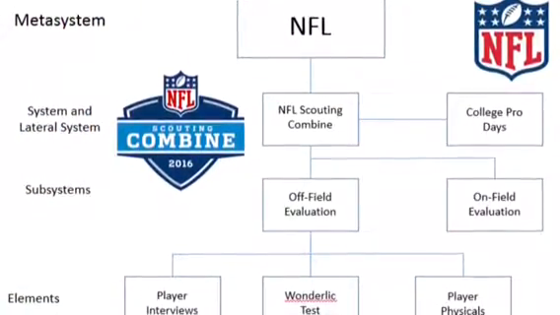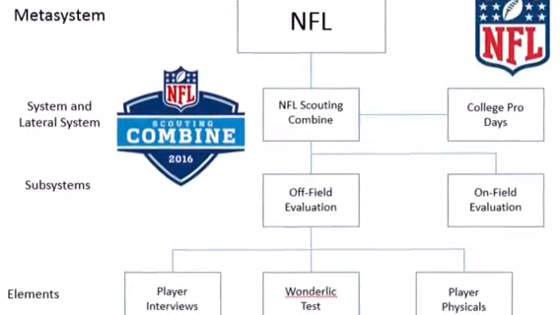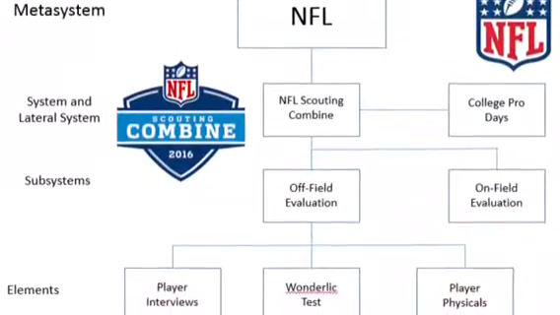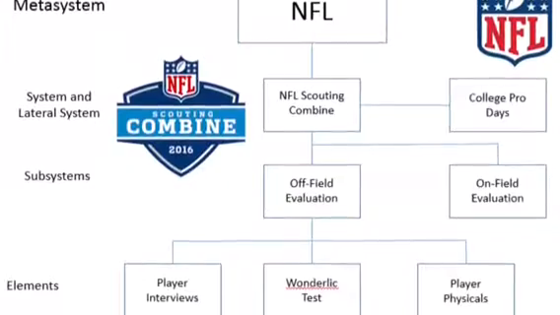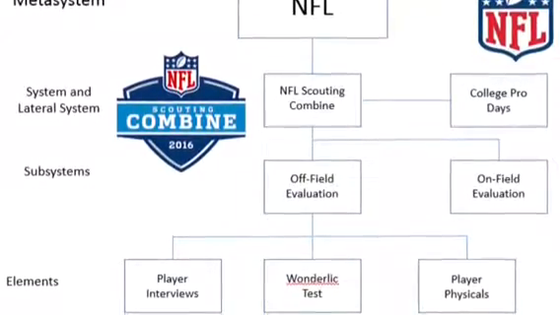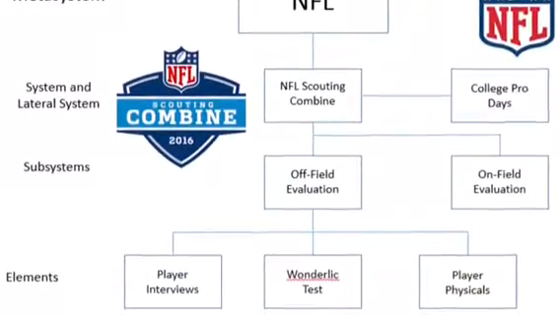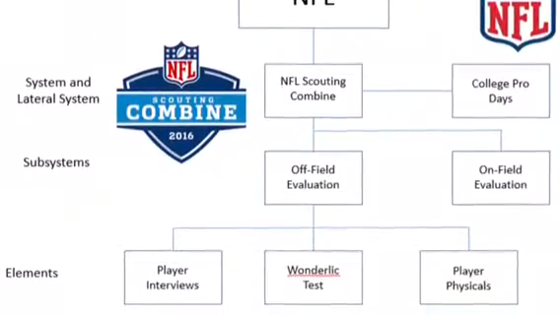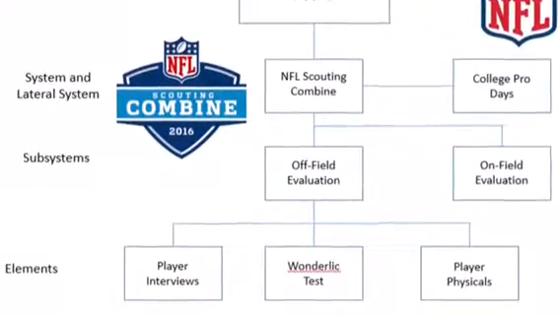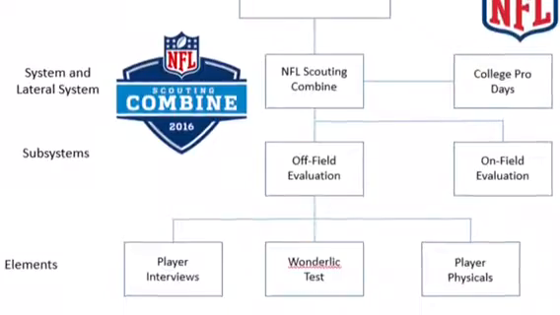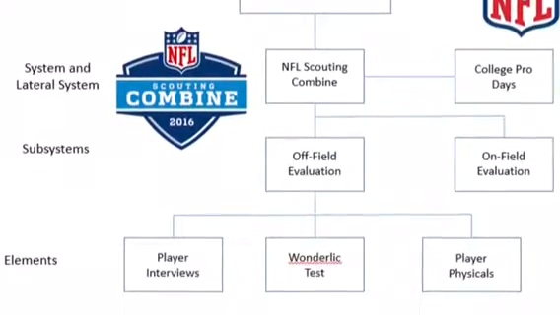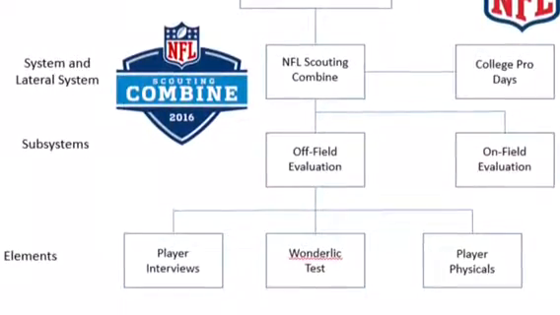Spatial arrangement. The spatial arrangement of the NFL Scouting Combine consists of a meta system of the NFL, a system of the NFL Scouting Combine itself, and a lateral system of college pro days. The subsystems of the Scouting Combine would be things like off-field evaluation and on-field evaluation. And elements within the subsystem of off-field evaluation would be player interviews, the Wonderlic tests, and player physicals.